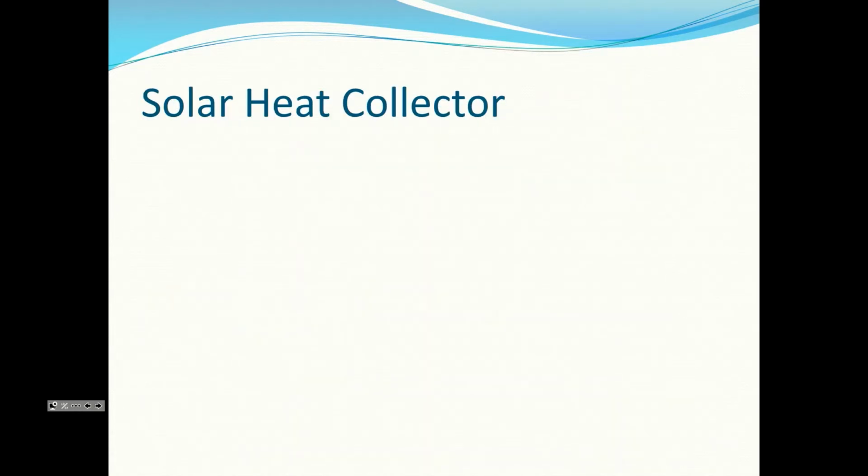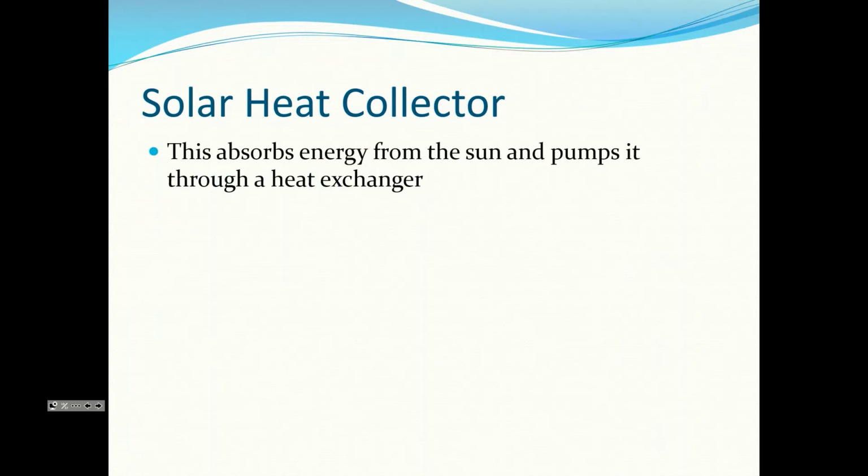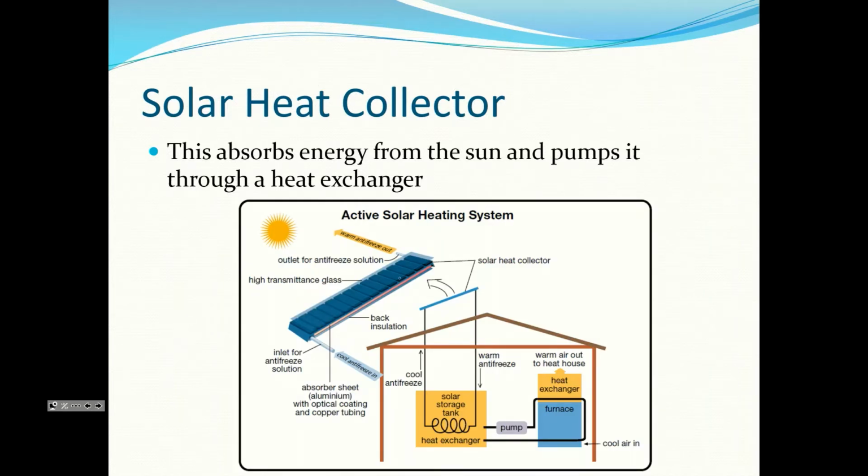So some more active solar heating include a solar heating collector. This absorbs energy from the sun and pumps it through a heat exchanger. So you might have something on your roof here, and these look like solar panels, but they're not solar panels. They are heat pumps. So you pump antifreeze liquid through here, the sun heats it, and then it goes through a heat exchanger, and you use that to heat your house.